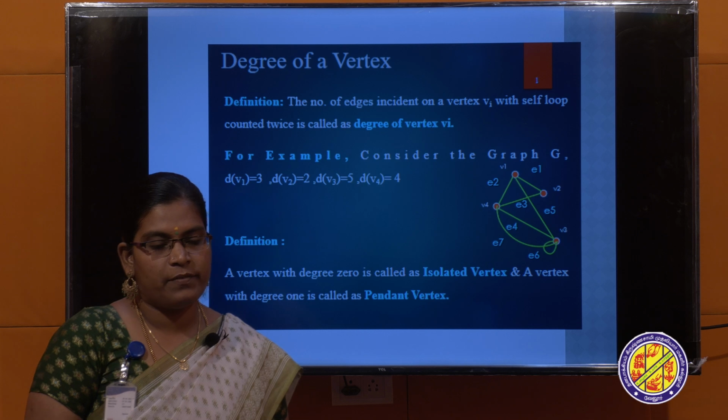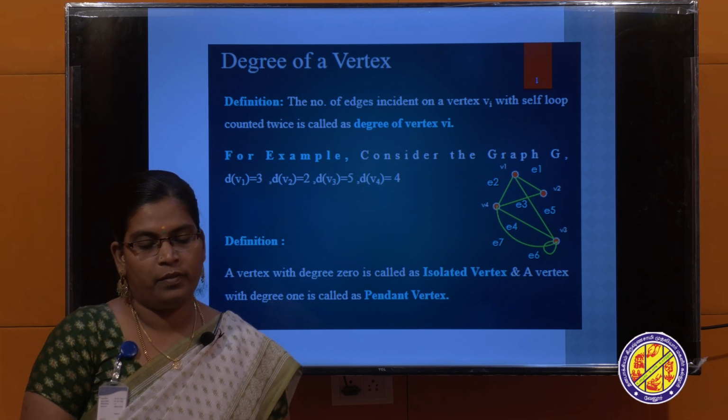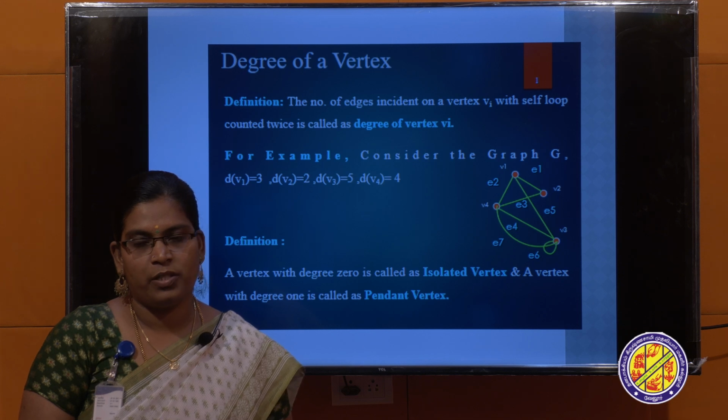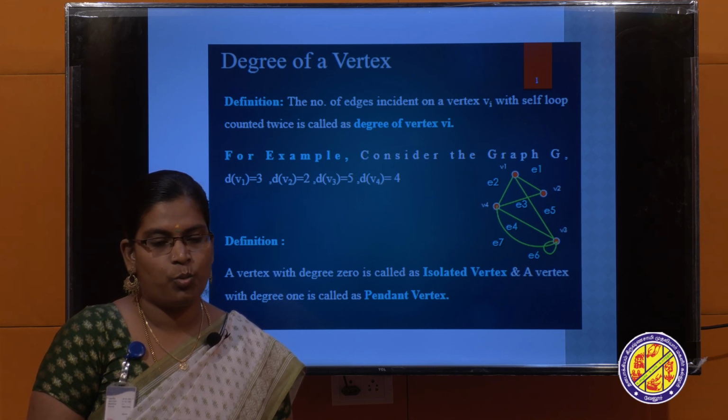A vertex with degree 0 is called an isolated vertex, and a vertex with degree 1 is called a pendant vertex. Suppose the edge is a self loop, then it is counted twice.